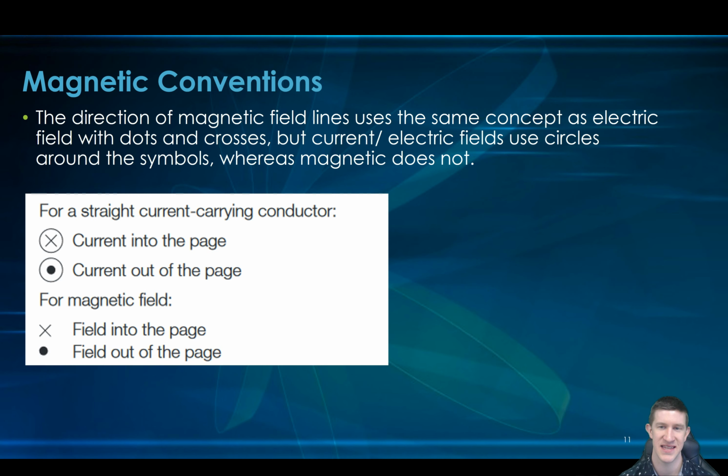Magnetic conventions act in the same way that the electric field conventions did. When we see this cross, it is just like the back of an arrow going into the page, so we say the current is traveling into the page. When it comes out, we see the dot, and this is the current coming out of the page. For a magnetic field, we use exactly the same thing, but we don't draw the circles. So you still see crosses and dots, but we don't have this circle. You can think of this circle as the thickness of the wire, and this is the arrow wire going into the page, the arrow wire coming out of the page. So that's your current, and plain dots and crosses are magnetic fields.